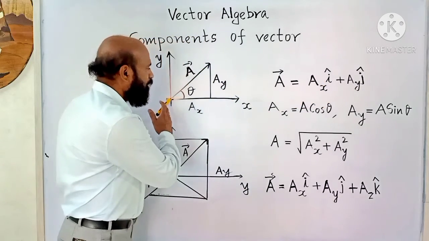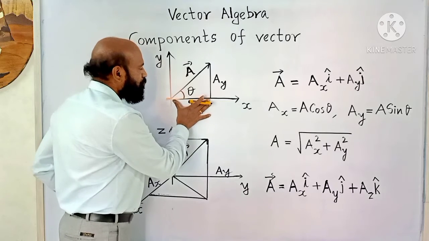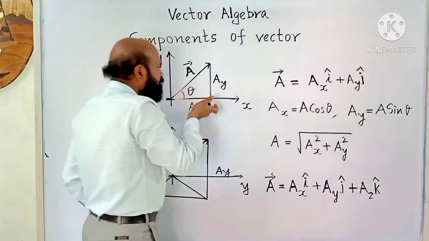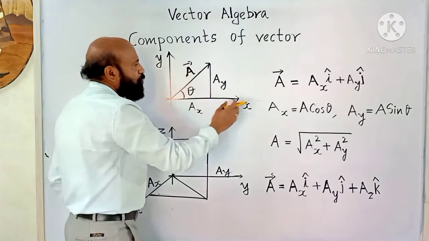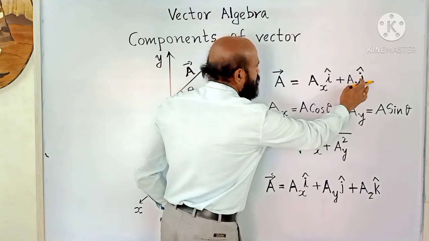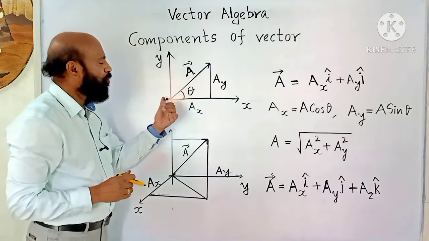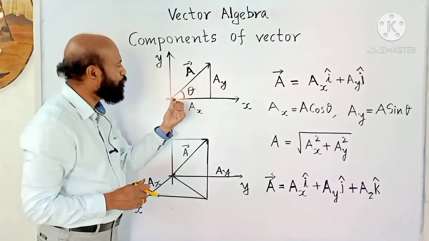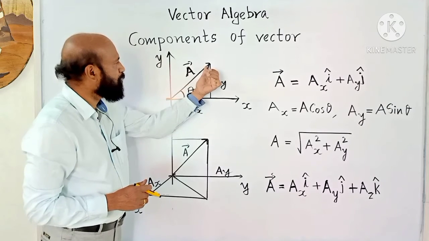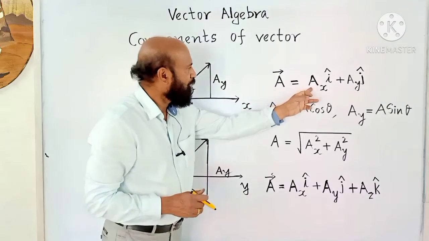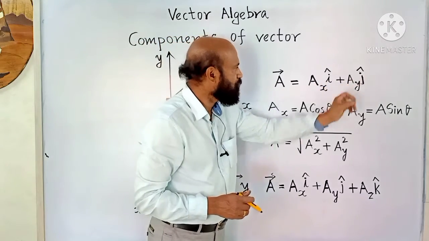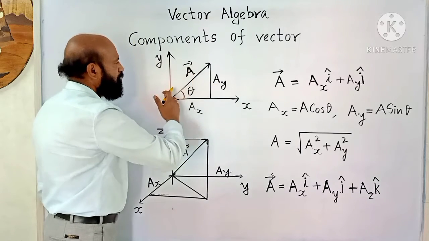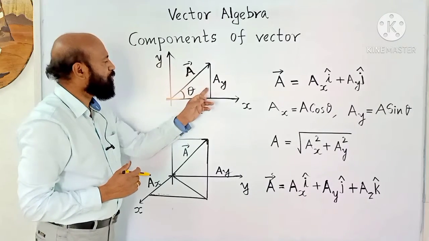i cap is the unit vector along the x-axis. So this vector is ax i cap. Then this is along the y-axis, so that vector is ay j vector. Already you have studied the triangle law of vector addition. So this A vector can be written as ax i plus ay j. It is representing two sides of the triangle. Then the third side is the resultant of these two vectors.